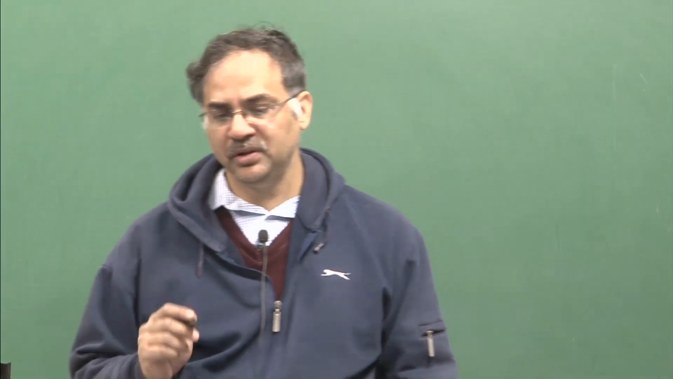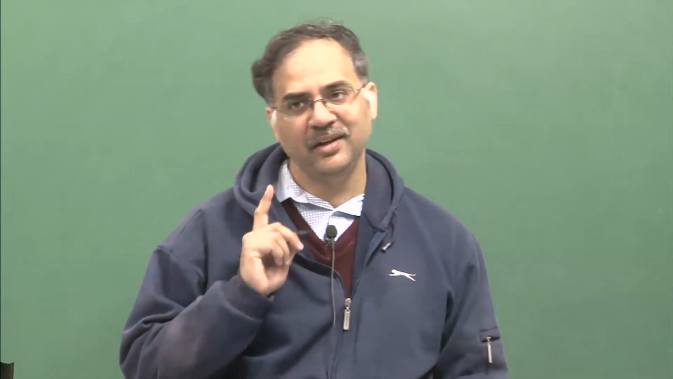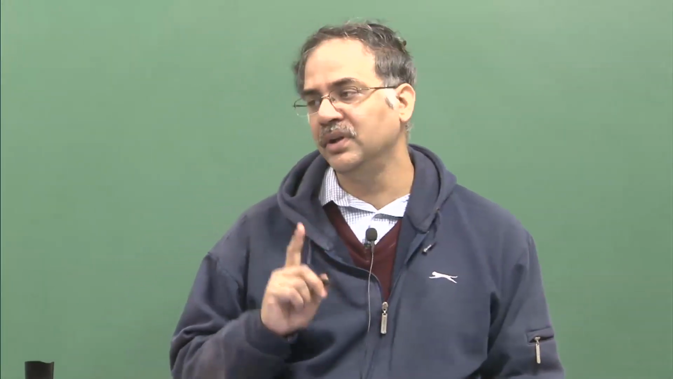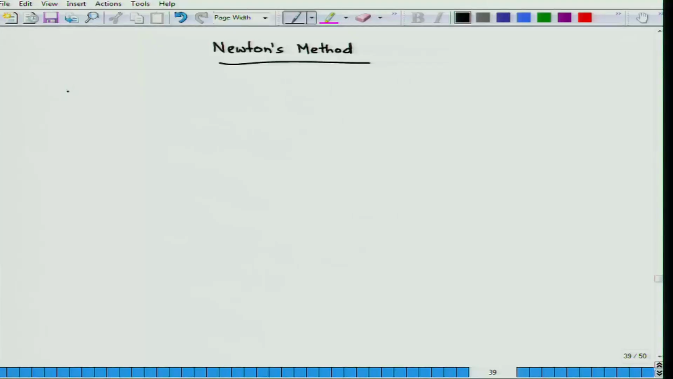Today we will start with discussing Newton's method. Newton's method is one of the most important methods for solving unconstrained optimization problems. So, we will consider a function f from R^n to R, and f would be assumed to be twice continuously differentiable.